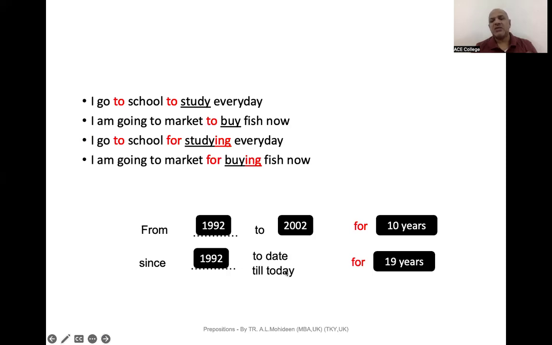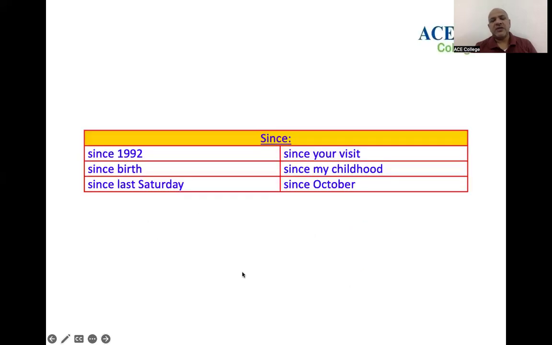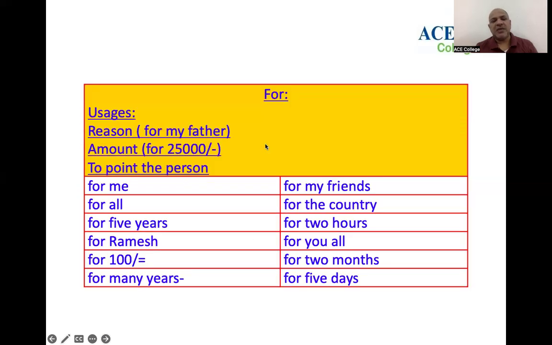Till today means, so what is the year? Then you have to calculate, then you have to count for how many years, right? So this is the one you have to understand. Since means from, the same meaning. From 1992, since 1992, you can use it. Since birth, from the birth, since last Saturday. Since your visit, from your visit, same meaning.